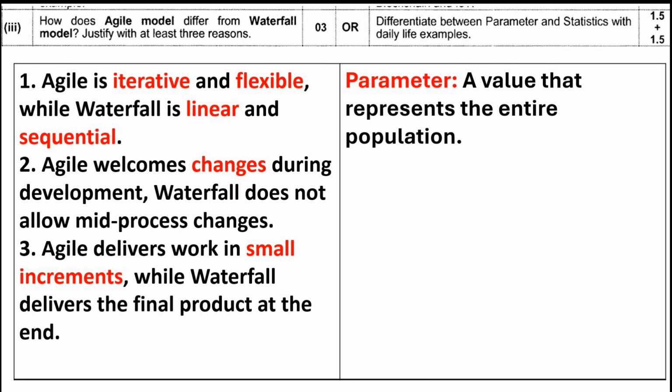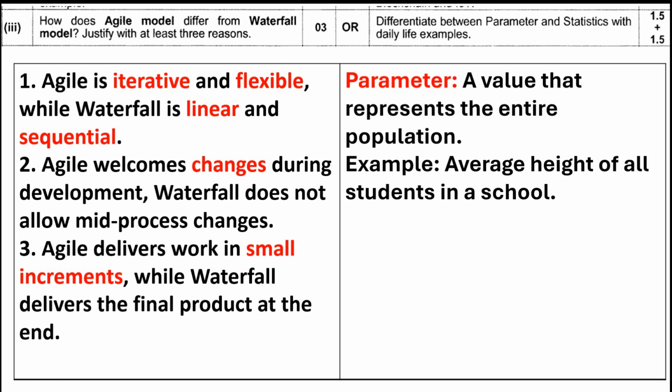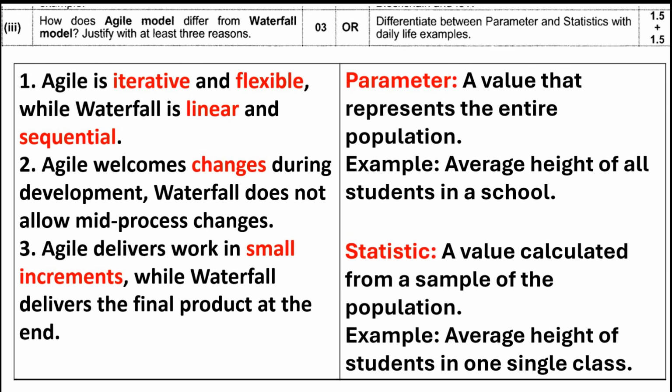Next one is differentiate between parameters and statistics with daily life example. One is parameter, a value that represents the entire population is called parameter. Example, average height of all students in a school, that is a parameter. While statistics, a value calculated from a sample of the population, that is called statistics. For example, average height of students in one single class, that is statistics.